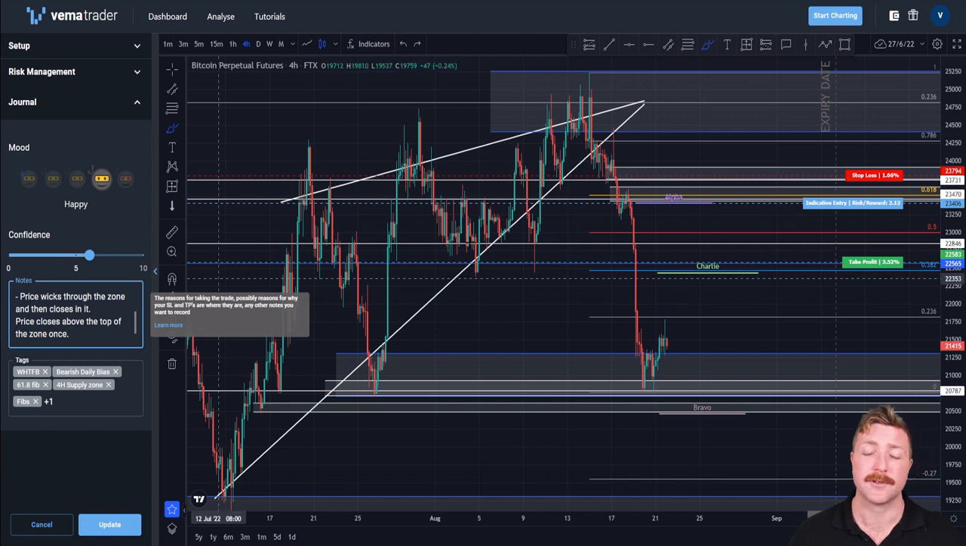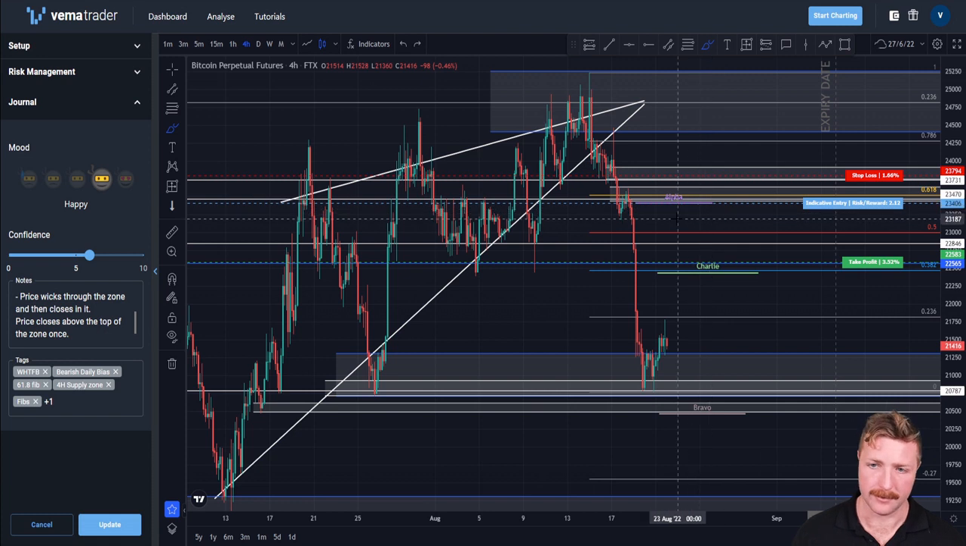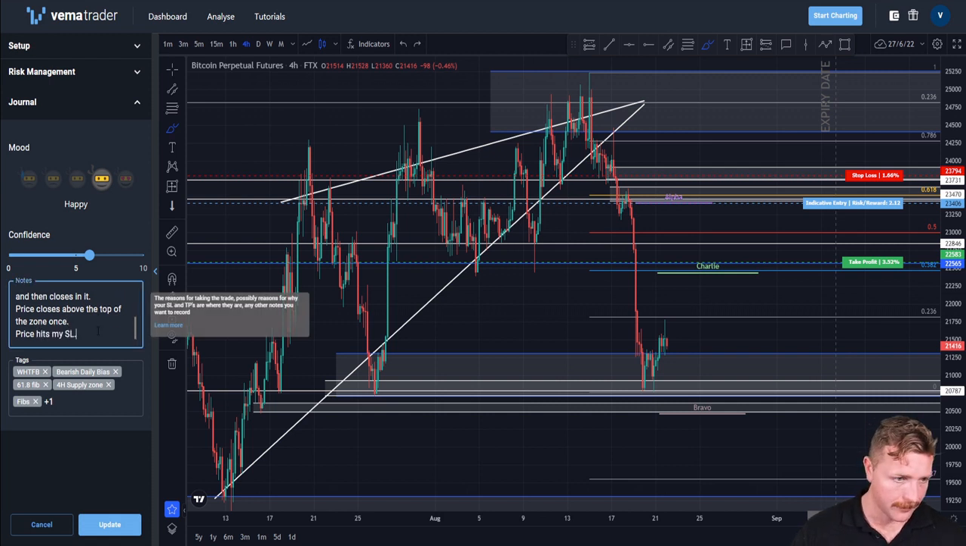Price closes above the top of the zone once. If we get a close above here, bad for my trade. So I'm just going to get out straight away. I'm not going to be like, oh, this could be a fake out. I'm done. I'm out. And then the final one is price hits my stop loss. Pretty self-explanatory. If price hits my stop loss, I know I'm wrong. I don't have to do anything about it. It's already exited. So hopefully that will help me with my psychology.